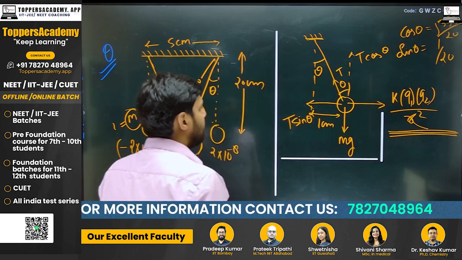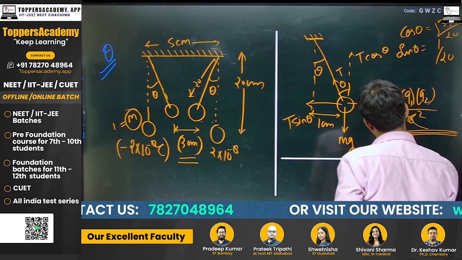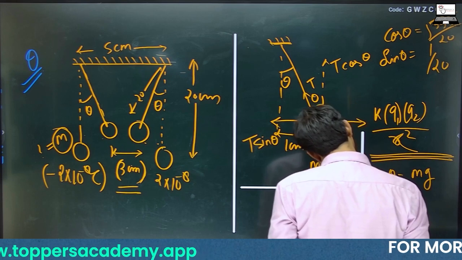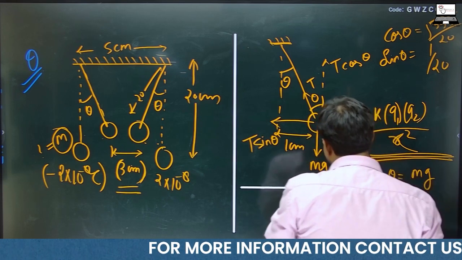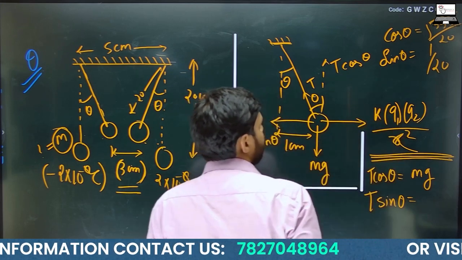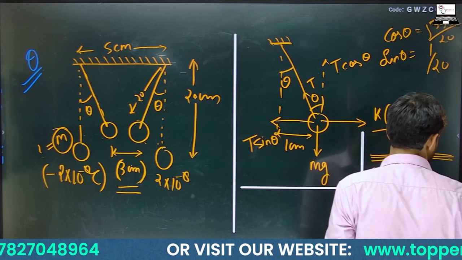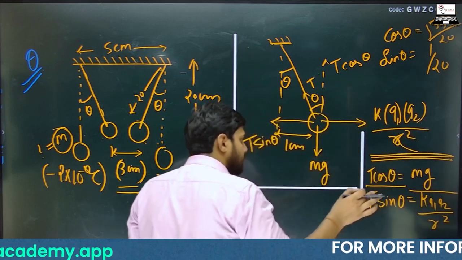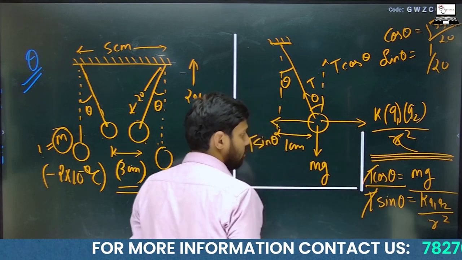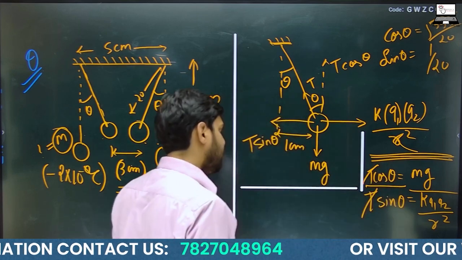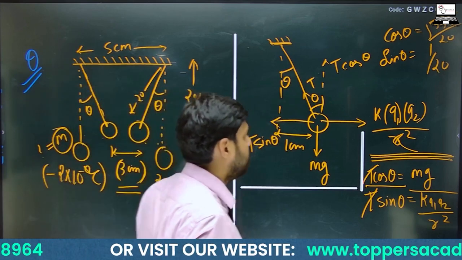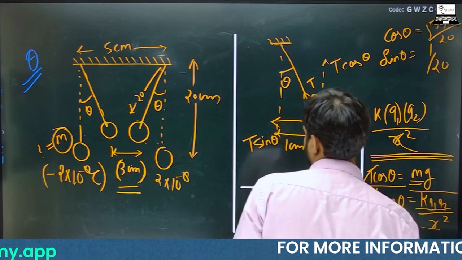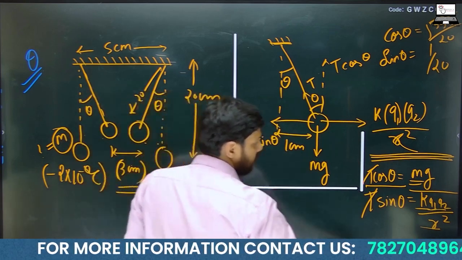Let's just equate it. T cos theta is equal to mg. And T sin theta is equal to k q1 q2 upon r square. So what you need to do is just divide them both. T cancels, and what is remaining is cos theta upon sin theta. You know the value of cos theta upon sin theta, and here we can find the mass of the balls because we know everything else. Okay, remember this formula. We are going to the next slide.